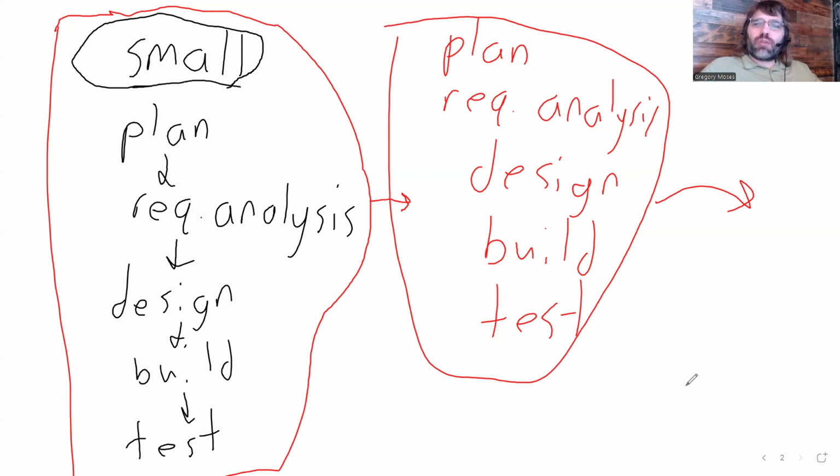So it's not the answer. It's not the perfect model. It just has advantages over the waterfall model. And it has disadvantages too. The waterfall model doesn't struggle with these dependencies because you're creating everything at the same time.